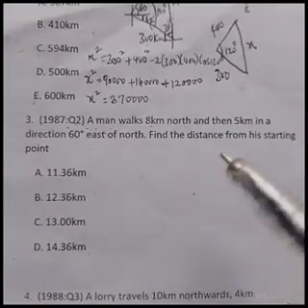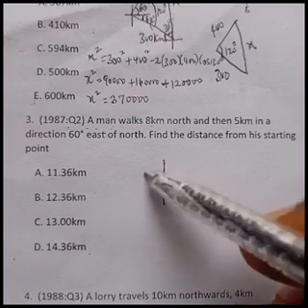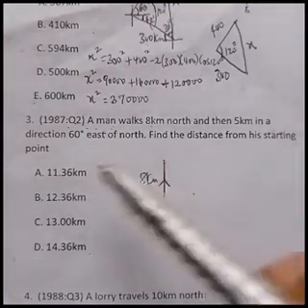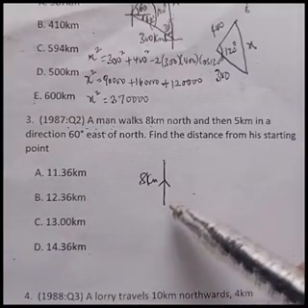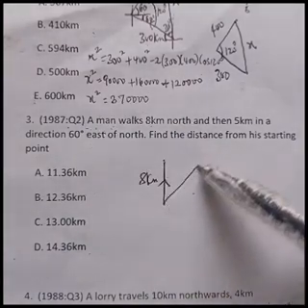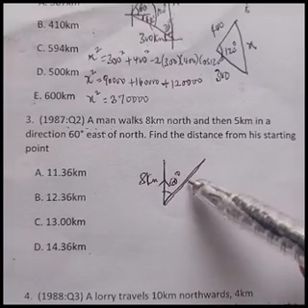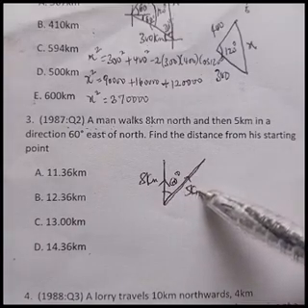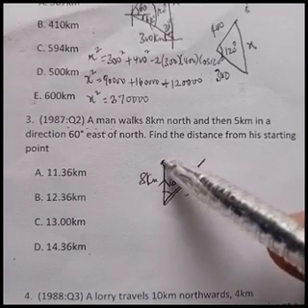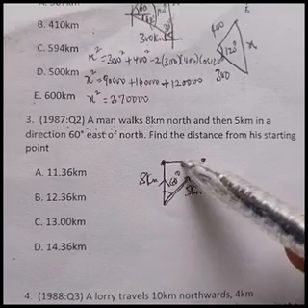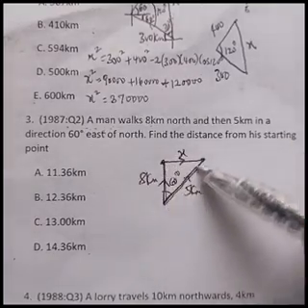In this question 3, we are looking for distance. A man walks 8 kilometers due north, and then 5 kilometers in the direction of 60 degrees east of north. So north is up, east is here. This is east of north. So 60 degrees east of north, 5 kilometers. So we now ask, find the distance from the starting point. So it started from here, it ends up here. This is displacement. But we are told to look for distance.